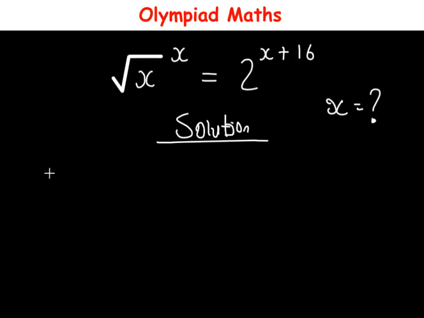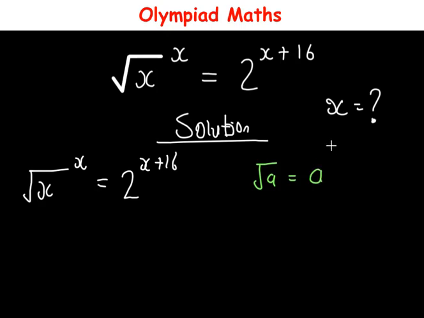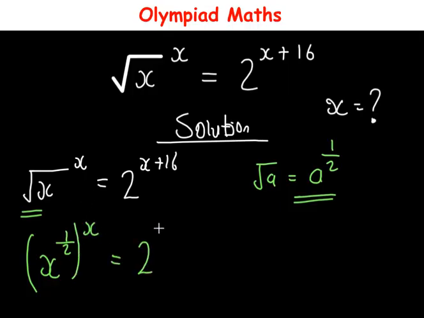Solution. So we have root x raised to power x equals 2 raised to power x plus 16. Now, the first thing we're going to do is to apply this rule of indices, that if you have root a, this equals a raised to power 1 over 2. So applying this rule right here, this becomes (x raised to power 1 over 2), all raised to power x. This equals 2 raised to power x plus 16.